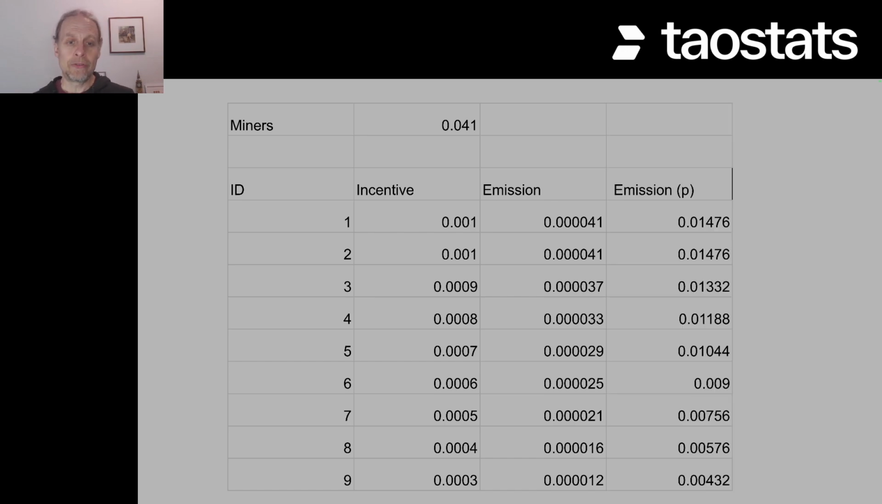If you look in TauStats, you're going to see this emission with the P. It's probably a Greek P. And this is per epoch, and an epoch is 360 blocks. The reason we do that is it's a nicer number. There are fewer zeros, and it fits nicer on a chart. But the number is exactly the same. If you just take the numbers in the emission column and multiply times 360, you'll get the emission P number. Pretty straightforward.